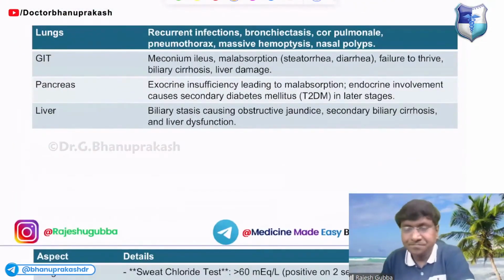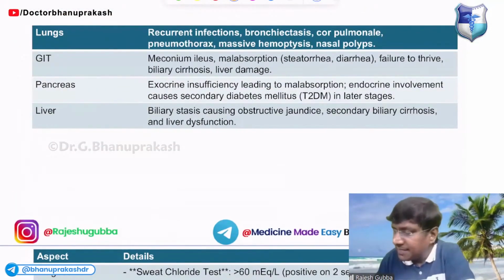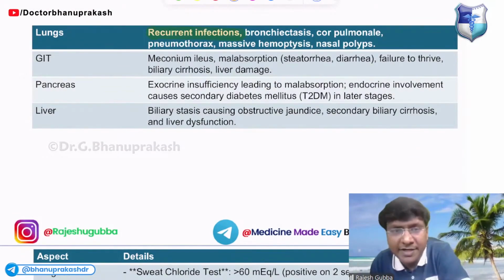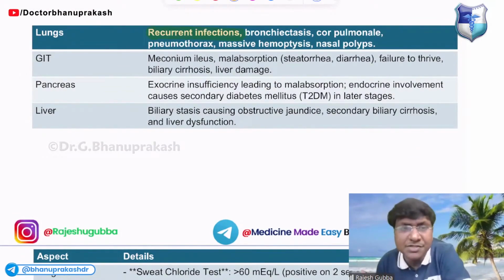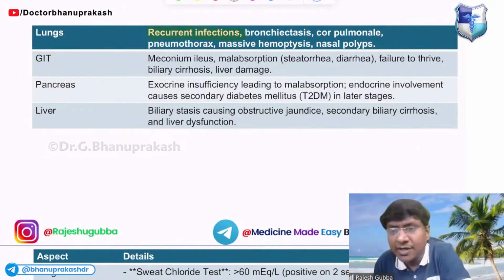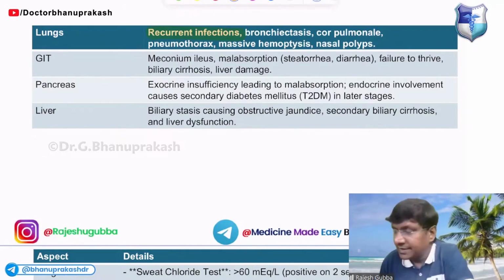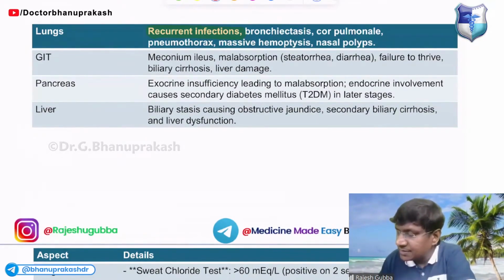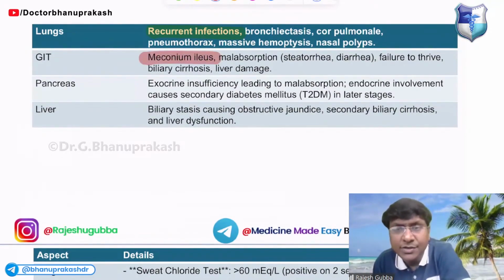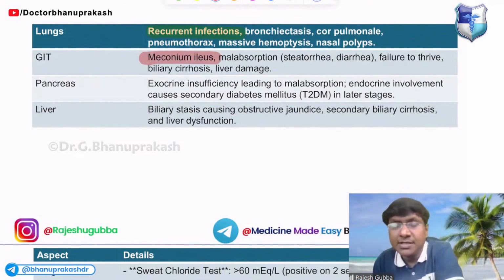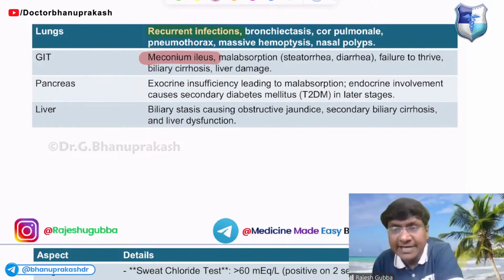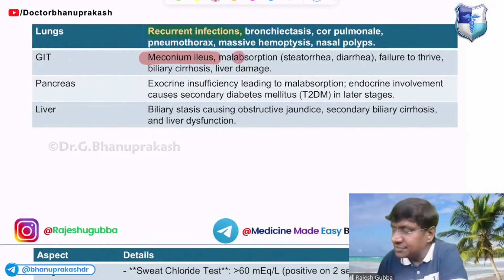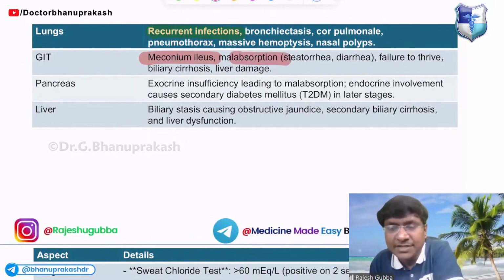Now, what will be the features? Lung manifestations will be in the form of recurrent infections because there is a thick mucus, and in that particular thick mucus, the organism can get deposited, right? And the GIT manifestations, they will have the meconium ileus, where the child will be requiring gastrographin enema. And these patients will also have malabsorption that will result in steatorrhea as well as diarrhea.